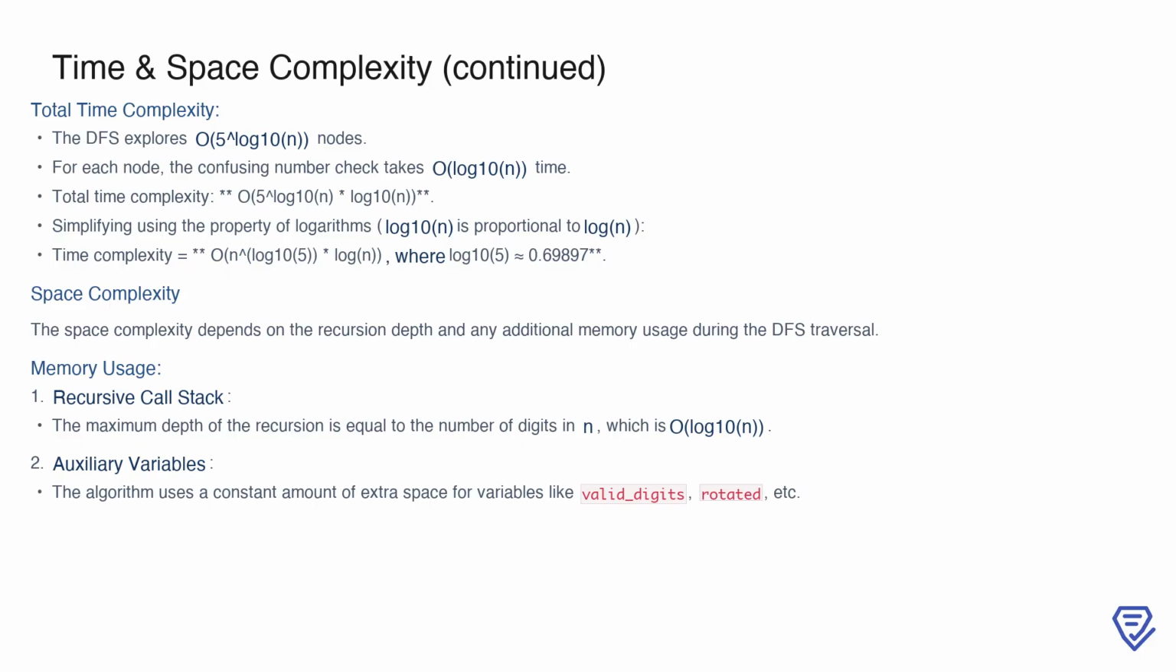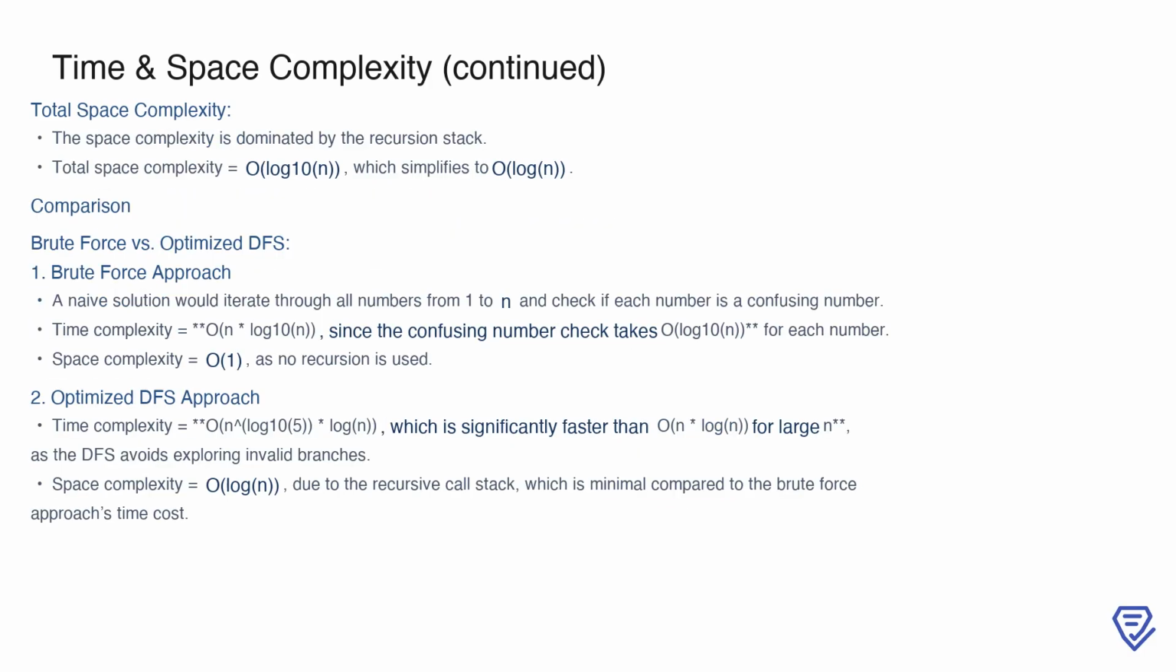On the space complexity side, the main contributor is the recursion depth of our DFS. The maximum recursion depth corresponds to the number of digits in n, which is O of log base 10 of n. Additionally, we use a constant amount of memory for auxiliary variables like the list of valid digits and temporary variables for rotation. Thus, the space usage is relatively minimal. When we sum everything up, the total space complexity is primarily determined by the recursive call stack, which is O of log base 10 of n, or simply O of log of n.